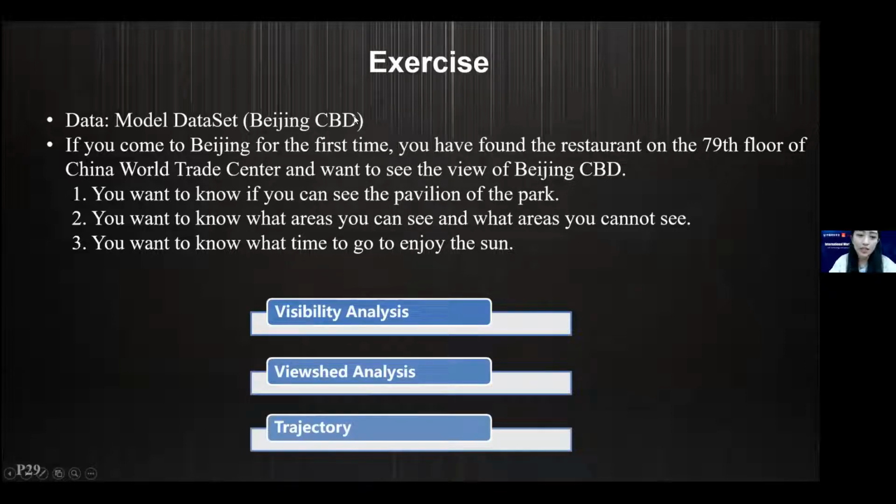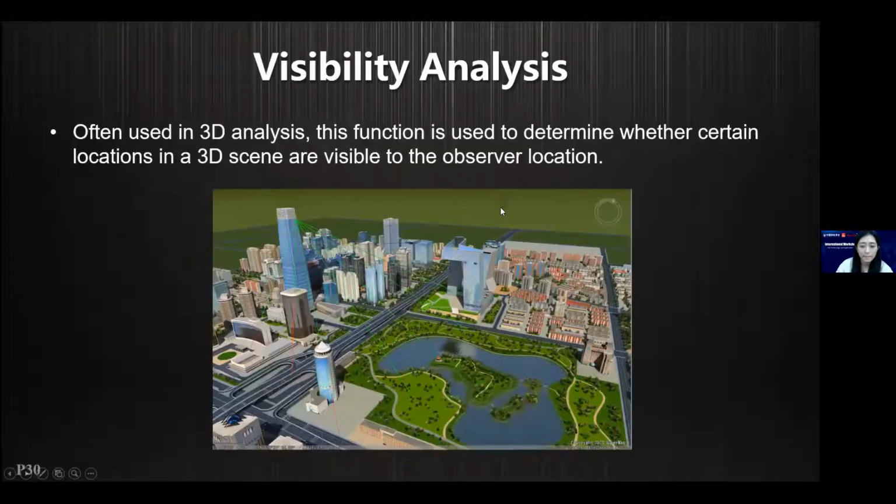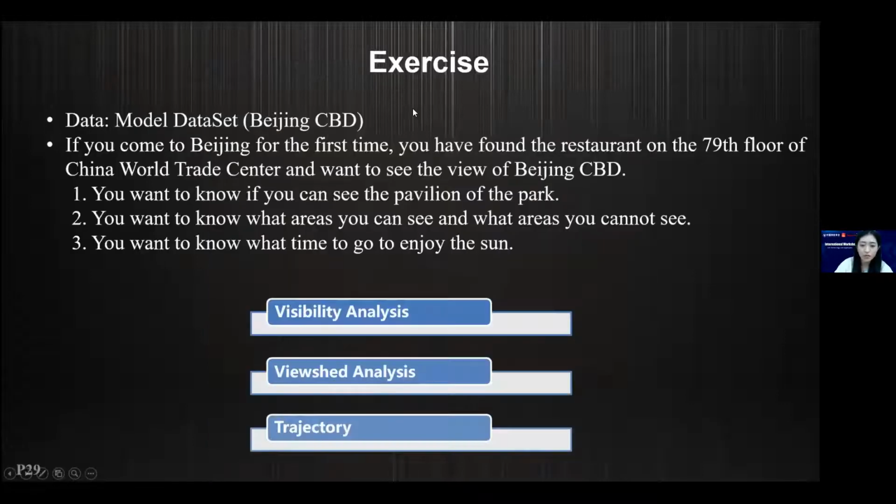Suppose you come to Beijing for the first time and you have found a restaurant on the 79th floor of the China World Trade Center, and you want to see the view of the Beijing CBD, the Central Business District. First you want to know if you can see the pavilion of the park, then what areas you can see and what areas you cannot see, and then what time to go to enjoy the sun. We can do these three analyses for this exercise.